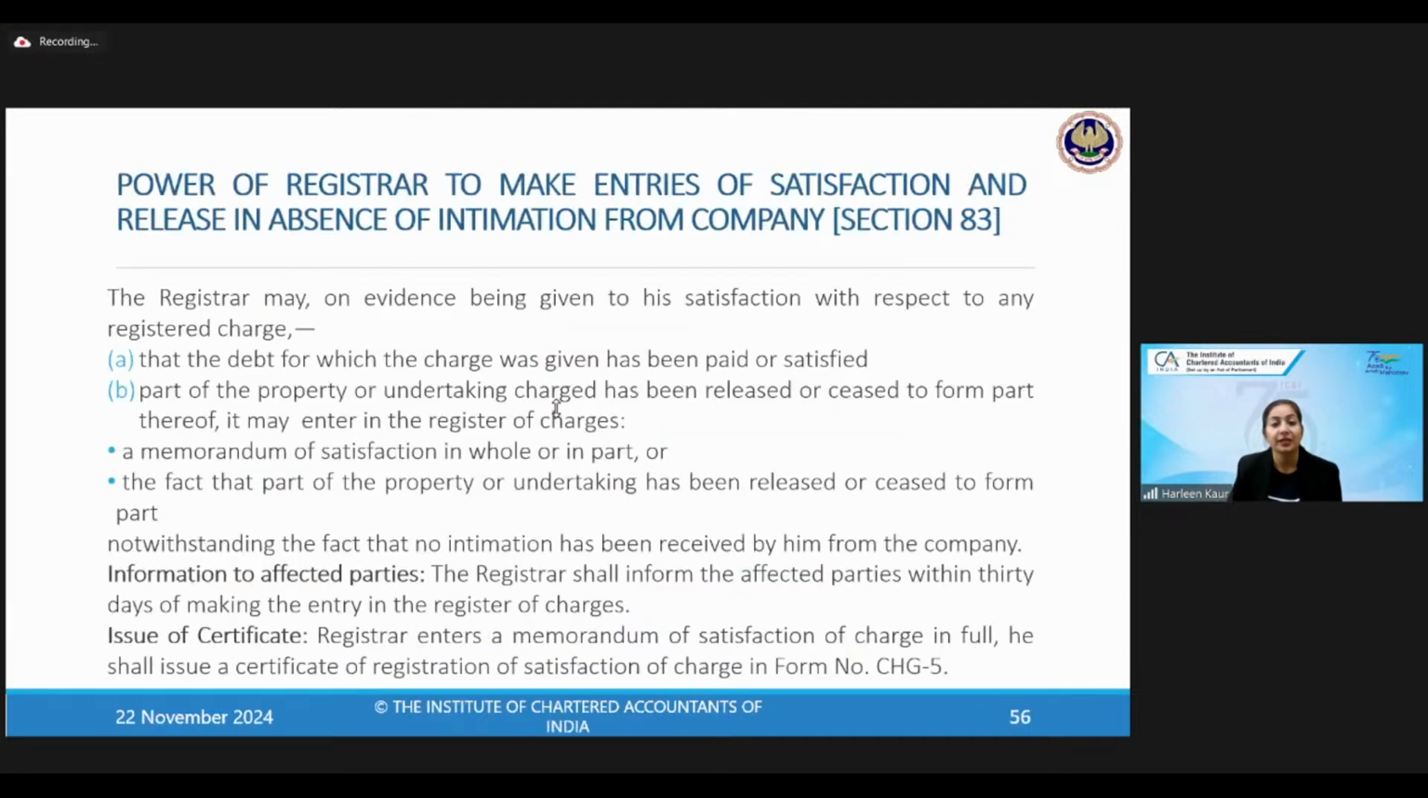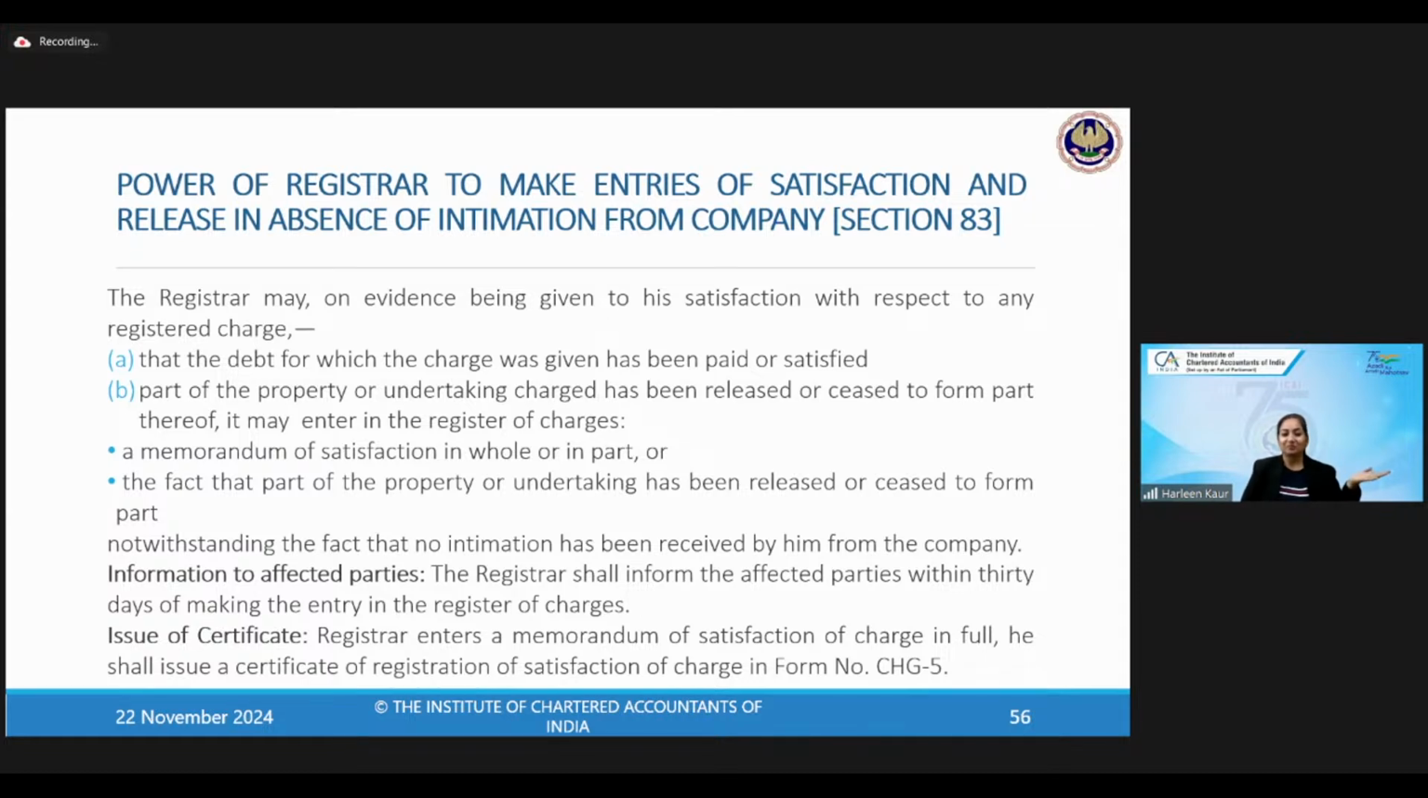Very great. All right, let's move to another section, number 83, power of registrar to make entries for the satisfaction in the absence of intimation. Now, what does this section 83 tell you? In 82, we have understood that now I am satisfied with my charge. I filed CHG 4 and you give me CHG 5. The charge is over.